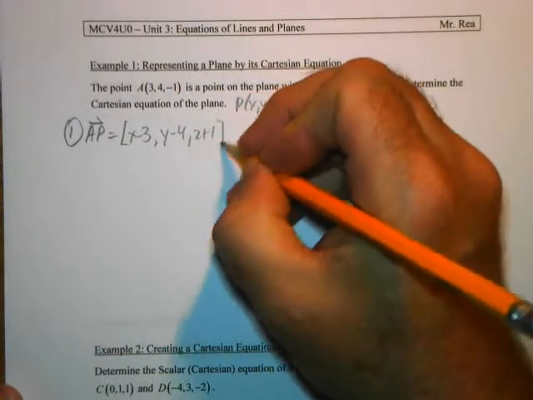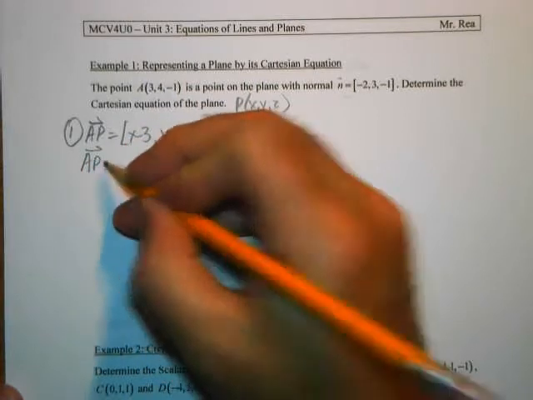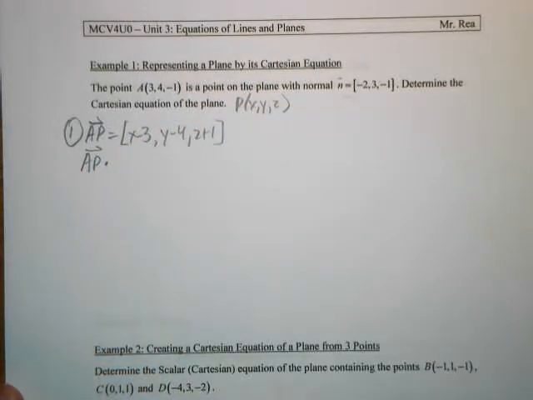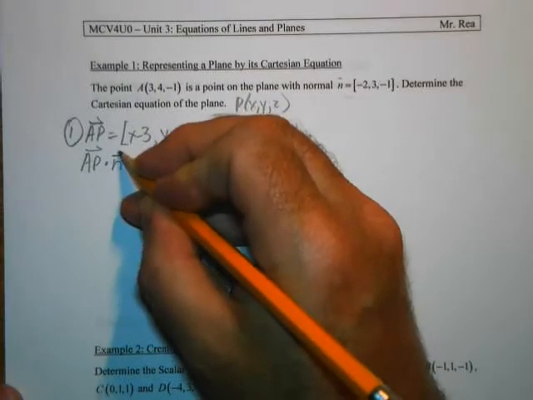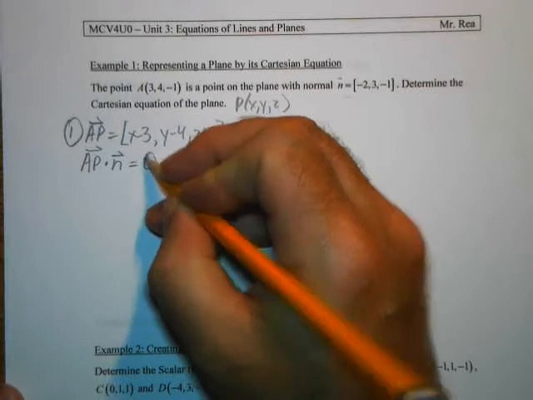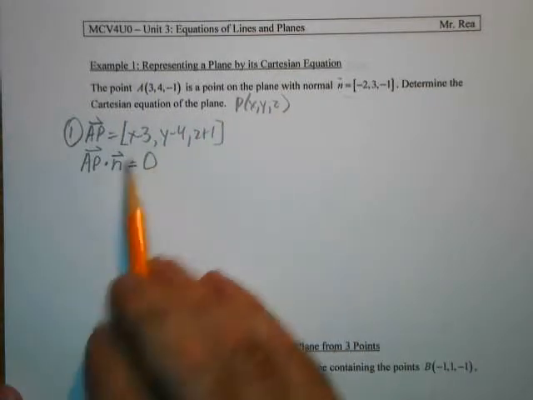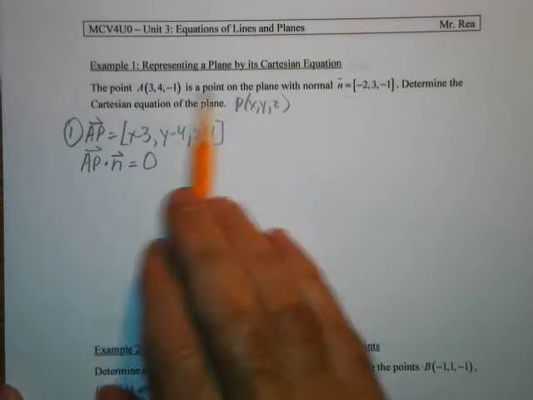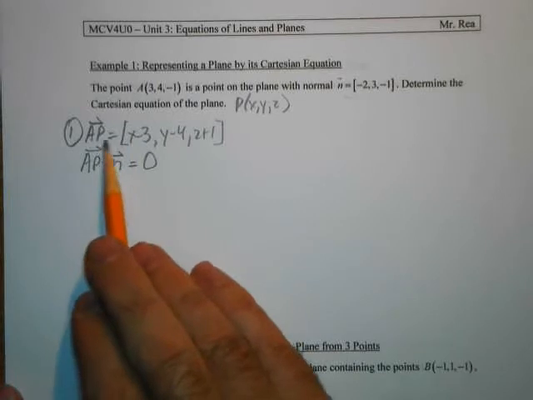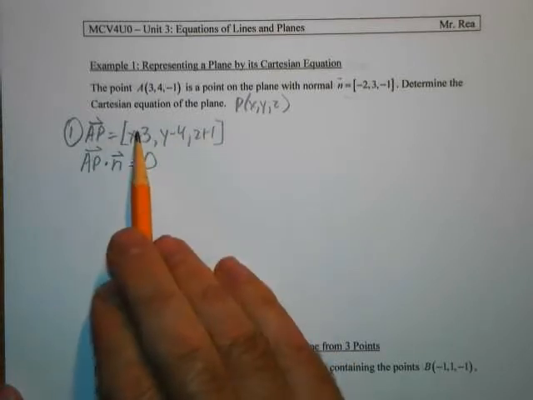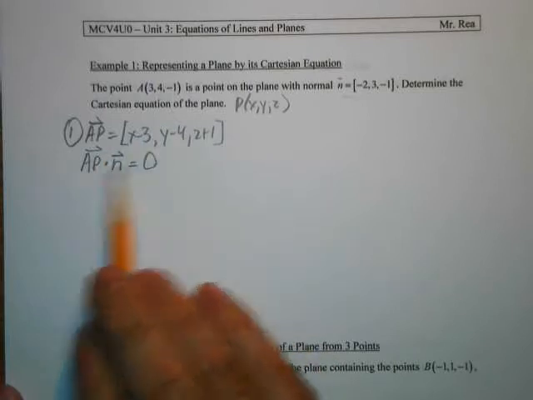And I know that AP, if I dot producted that with the normal, I will get 0. Okay, just by the definition of the normal. So the point XYZ is also on the plane along with A. So when I find the direction vector AP, that direction vector of the plane will be perpendicular to the normal, so the dot product is 0.